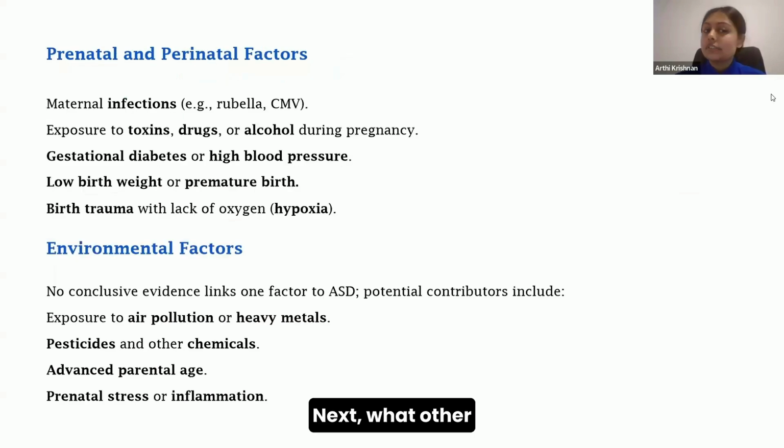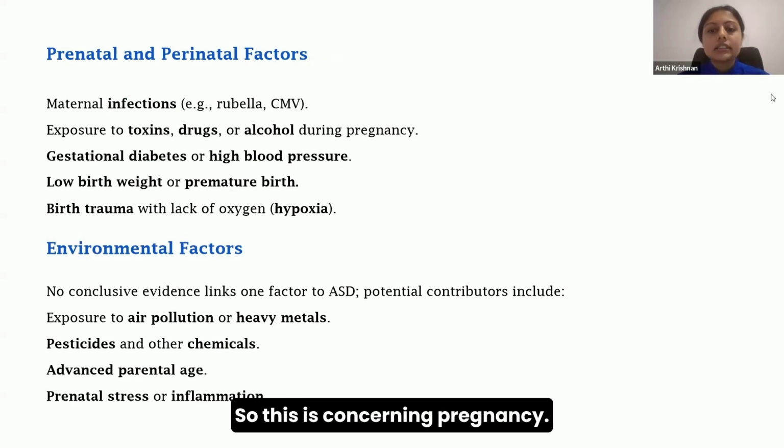Next, what other factors are involved? We have prenatal and perinatal factors. So, this is concerning pregnancy. If there are maternal infections like rubella, then it can impact the occurrence of autism spectrum disorder. And let's say the mother has exposure to toxins, drugs, or alcohol during pregnancy, then this can also impact the presence of autism spectrum disorder.